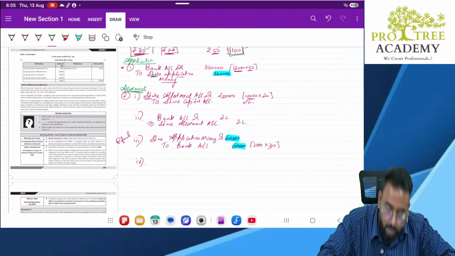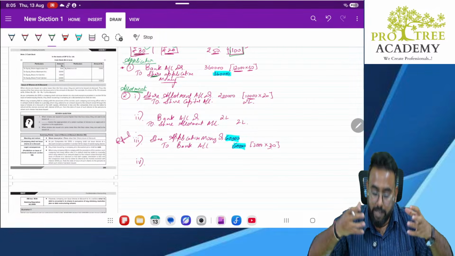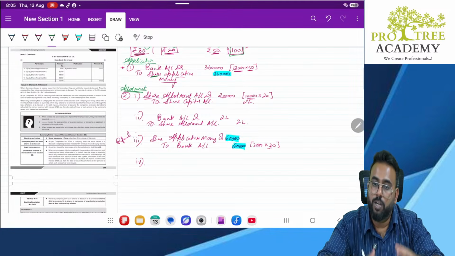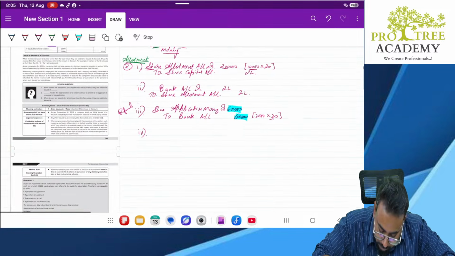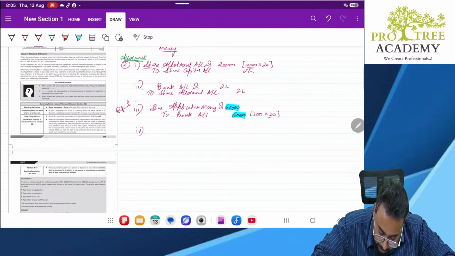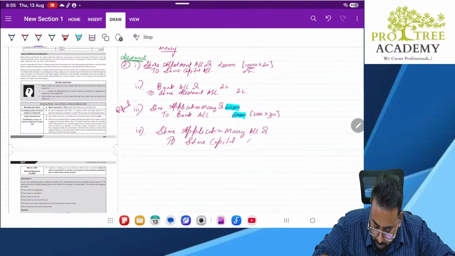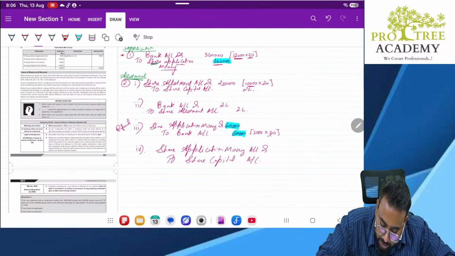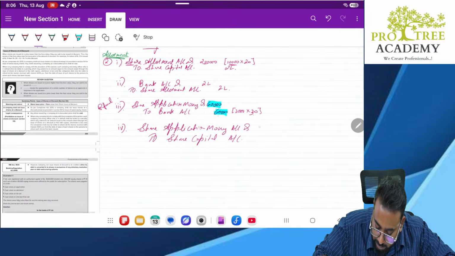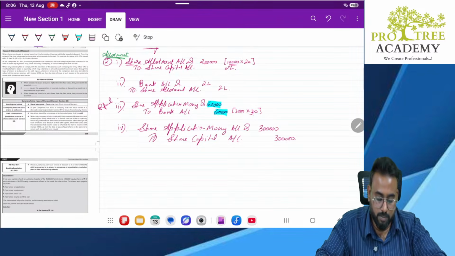So now it is no more a liability. It becomes our capital. It becomes owner's fund. So owner's fund should go to share capital. So what is the entry? Share application money account debit to share capital. How much? Don't say 3,60,000, because out of 3,60,000, 60,000 is already refunded. Remaining only 3 lakhs, and 3 lakhs. Clear? Okay.